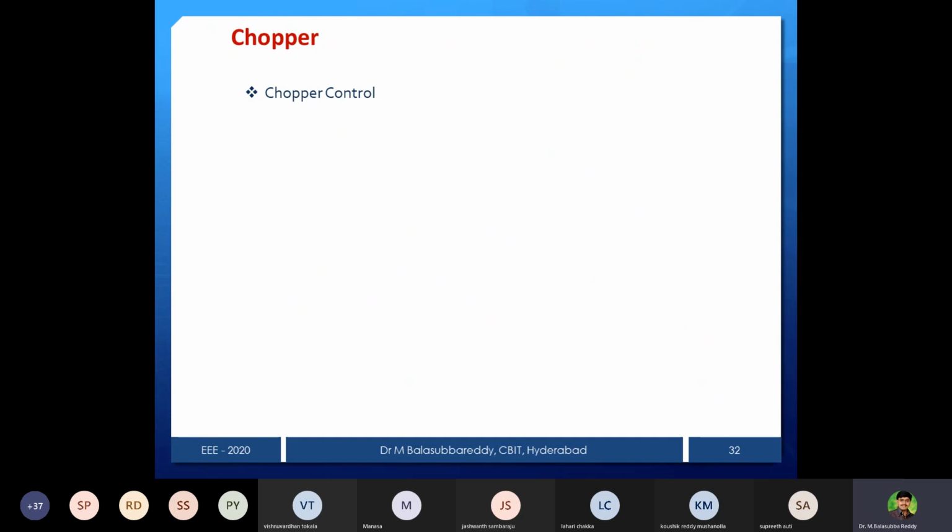This operation is very simple, efficient, and the power losses are nearly zero. So that is the reason all the other three methods above will not be used for any control purpose. We will use only the chopper.